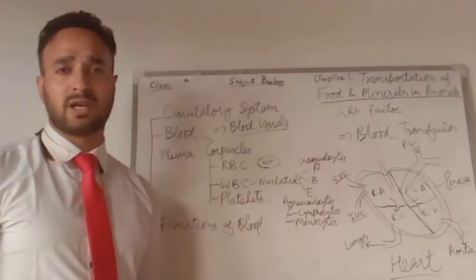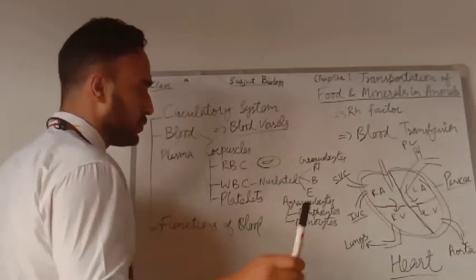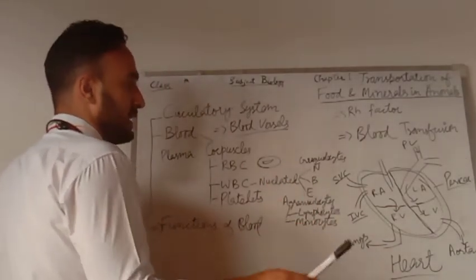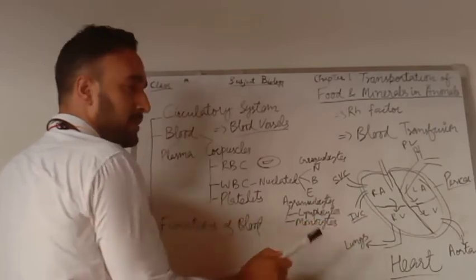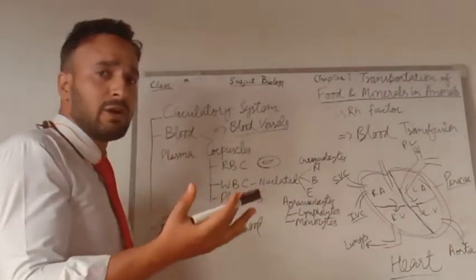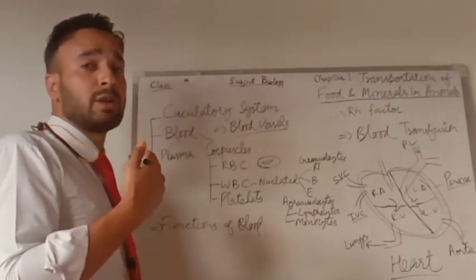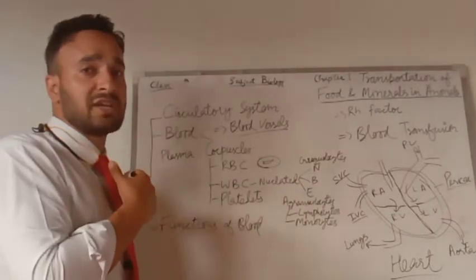So how is blood transported or pumped by the heart? Let's have a look. Actually, there are two veins, the superior vena cava and the inferior vena cava. The superior vena cava carries deoxygenated blood from the superior body parts, that is the head, neck, shoulders, chest, etc.